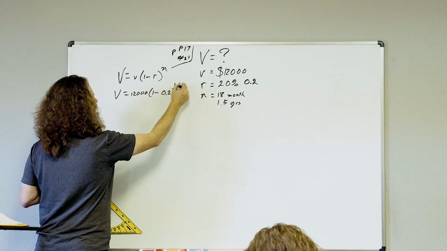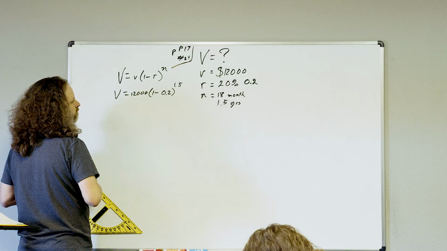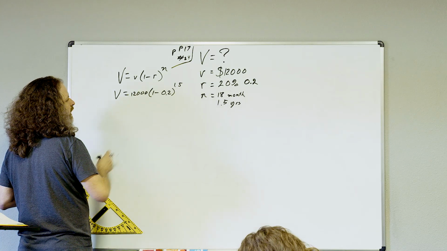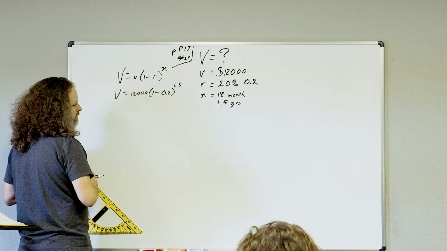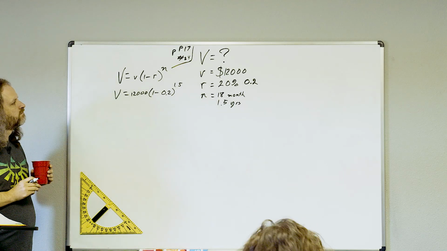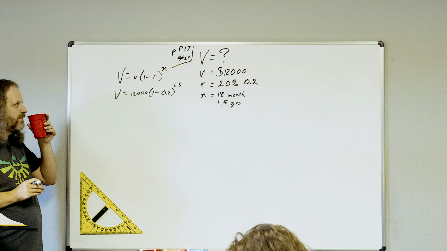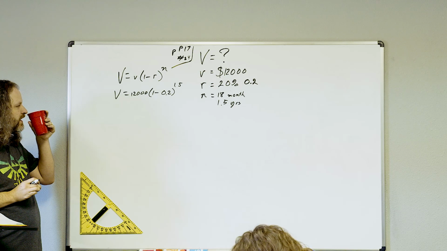12,000 times 0.8 to the 1.5. So then we just do the math. You know what I didn't do? I didn't write the 1.5 in our exponent initially. That's what messed me up. Yep, there's a lot of little pieces that you can accidentally miss.